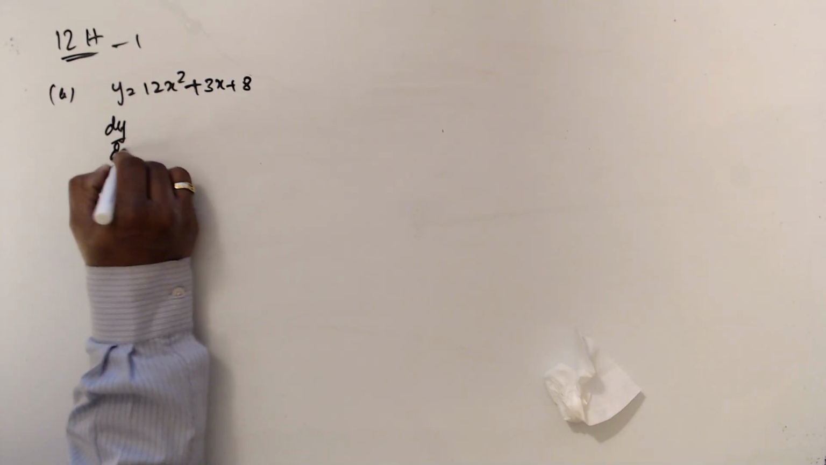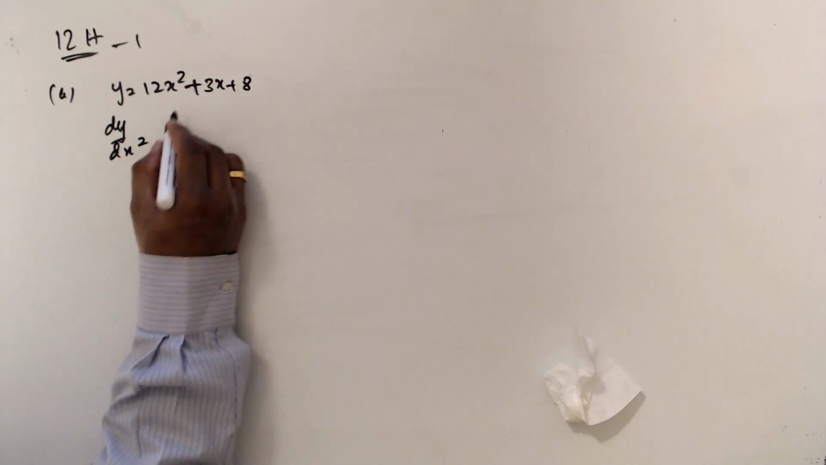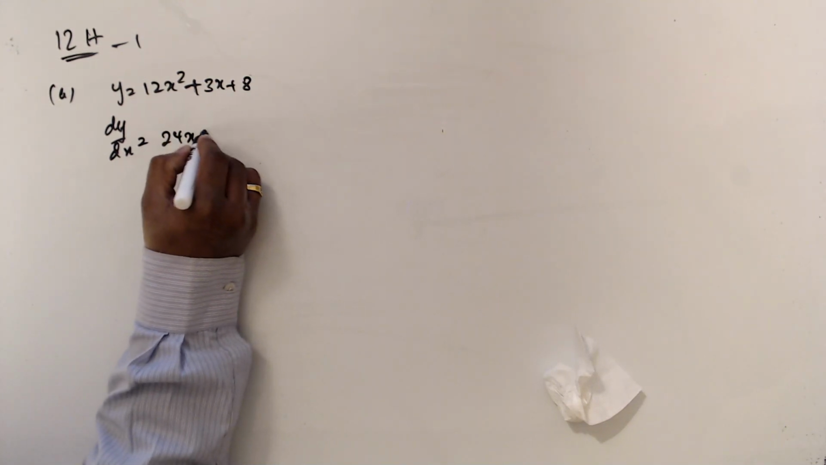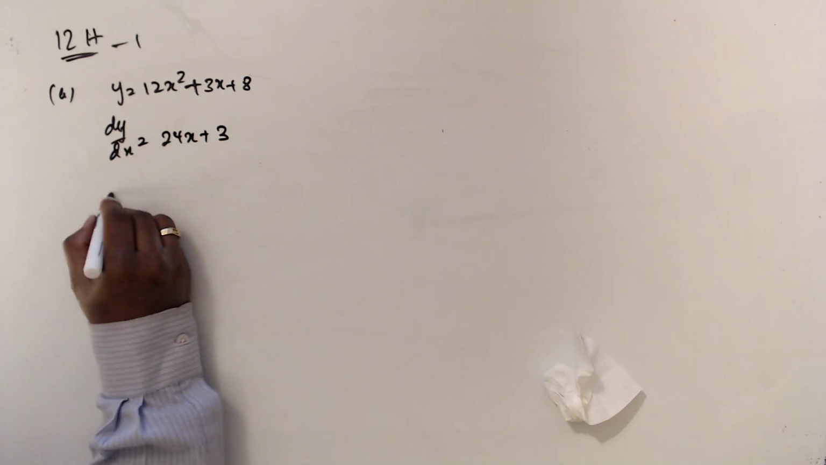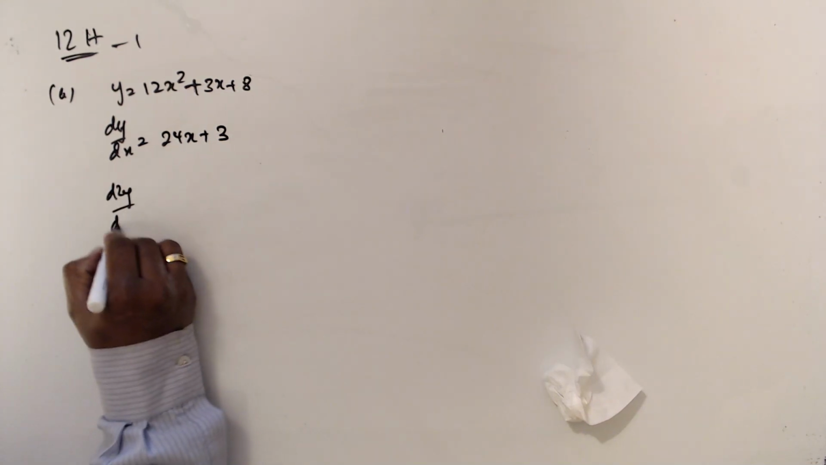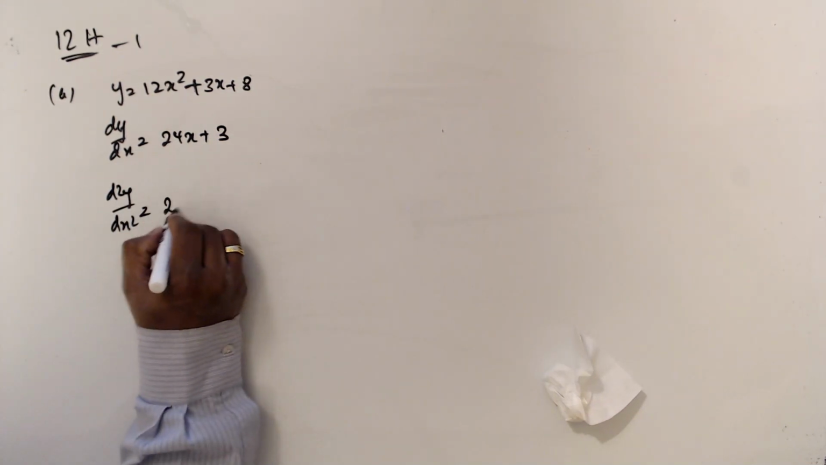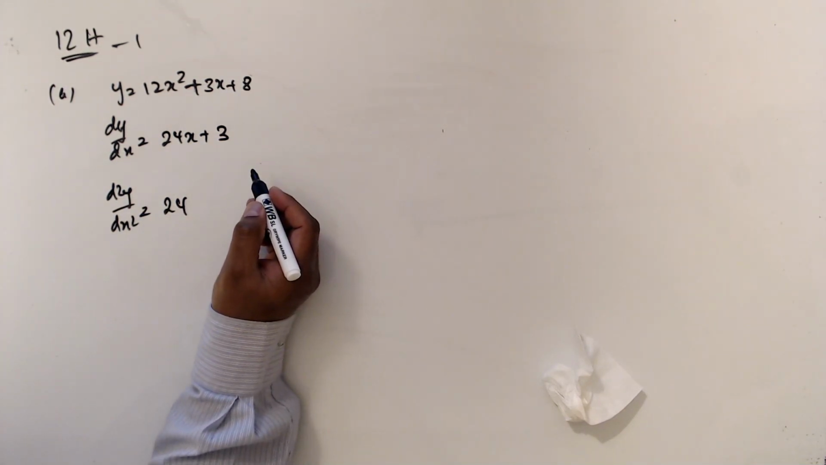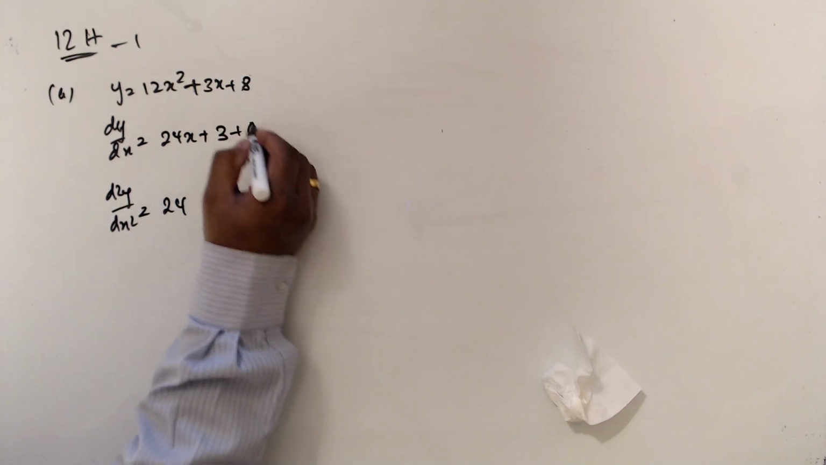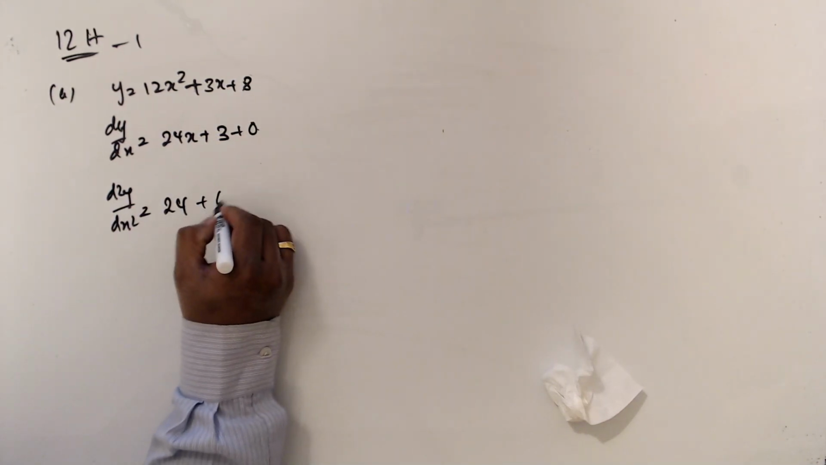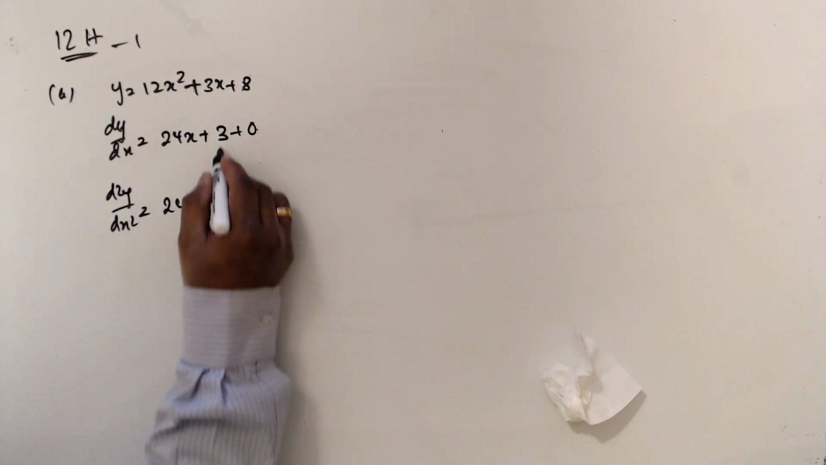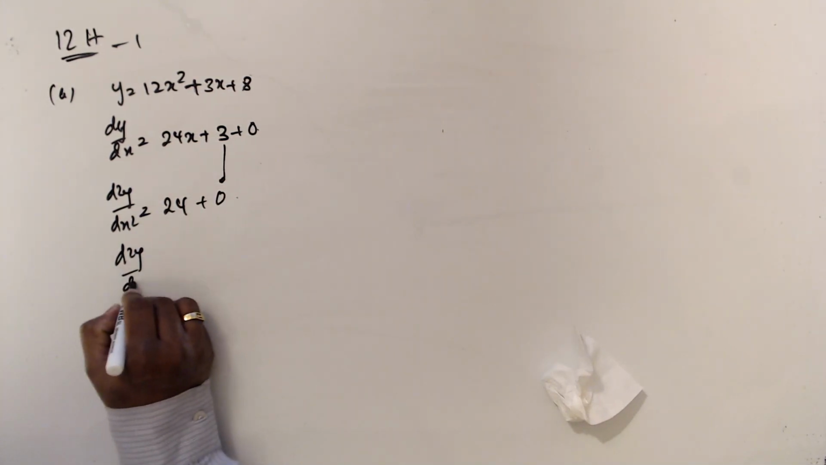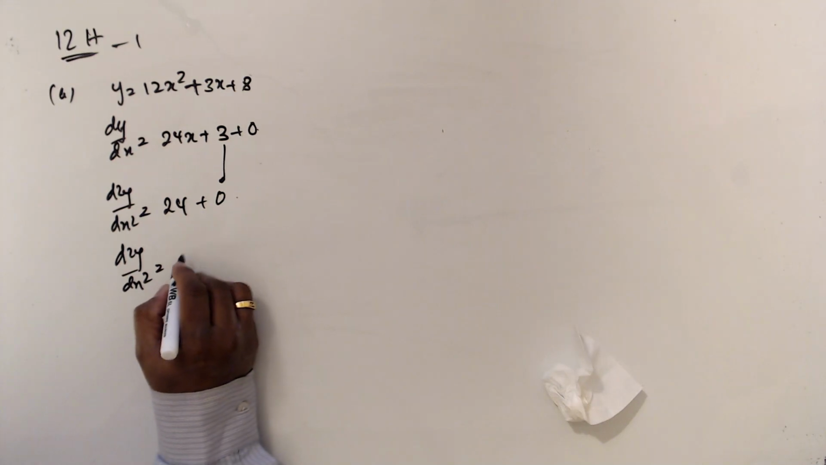dy over dx is 12 times 24x plus 3. Then d squared y over dx squared equals 24. This is 8 zero and this is 0. Differentiation of 0 is 0. So d squared y over dx squared is 24.